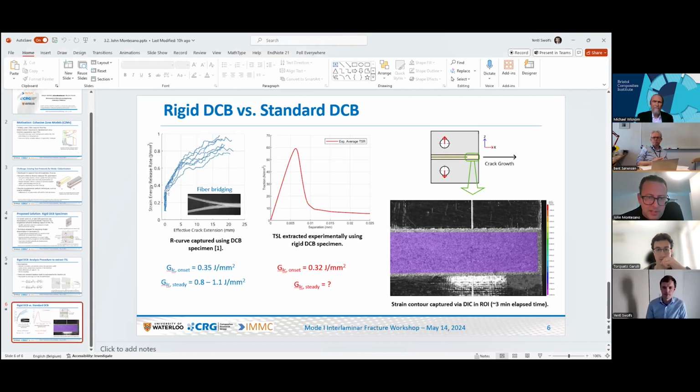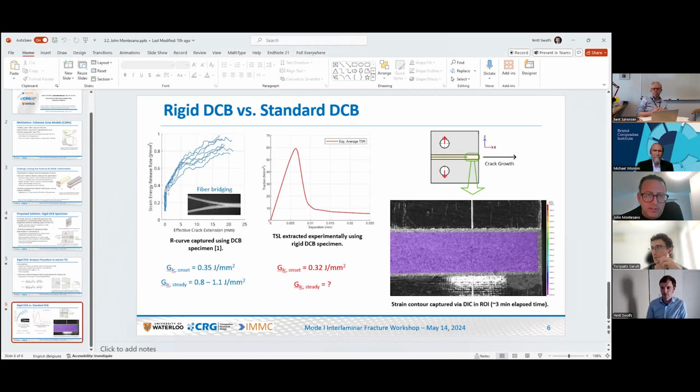But what I didn't have time to explain was, if we compare with our typical DCB specimen, which we see with the blue plots on the left, we see the R curves. They're sort of partial R curves. The onset G1C is comparable to what we measured in the rigid double cantilever beam specimen. So that's consistent, although I'm not comparing R curve to R curve. So I am showing the traction separation on the center.